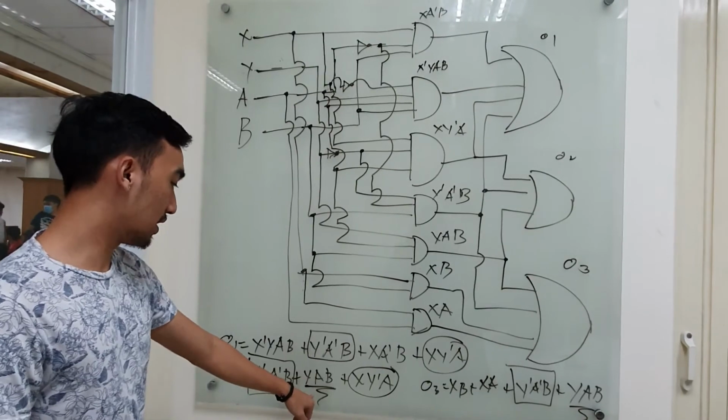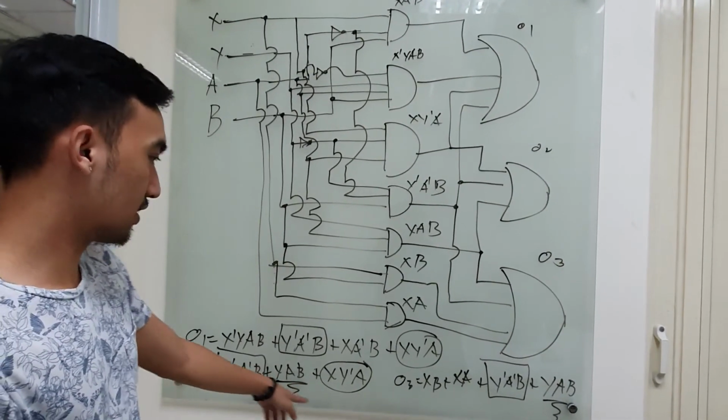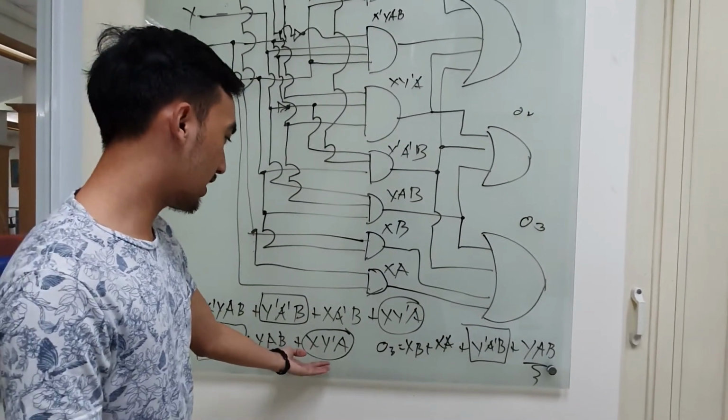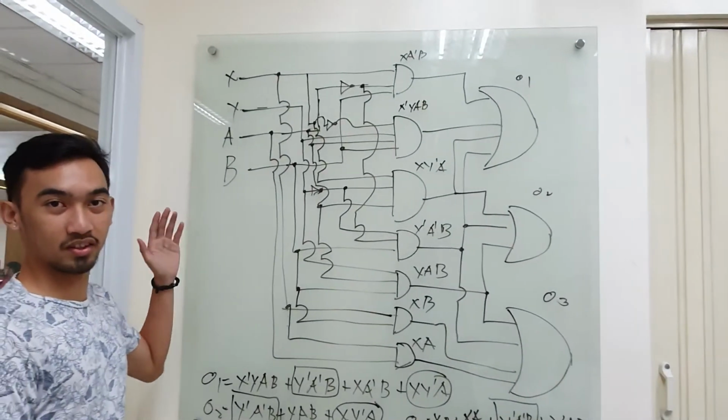Y, a, b, and here, y, a, b, and then x, y, a, x, y, a. So this is the simplified logic diagram.